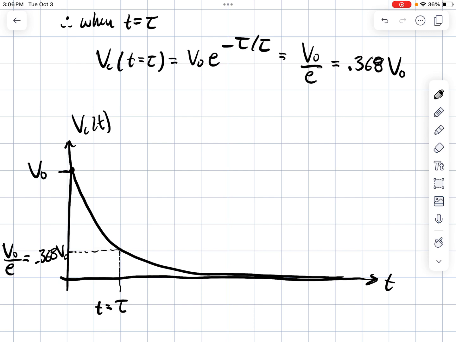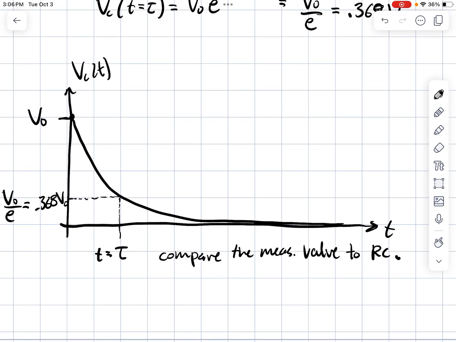So once you find that time, you just know that that is equal to the time constant, and I want you to compare the measured value to R times C. So you should have an experimentally measured tau plus or minus delta tau and a calculated value of RC equals tau plus or minus that calculated uncertainty, and see if those two overlap within uncertainty. That's all part one of the lab.